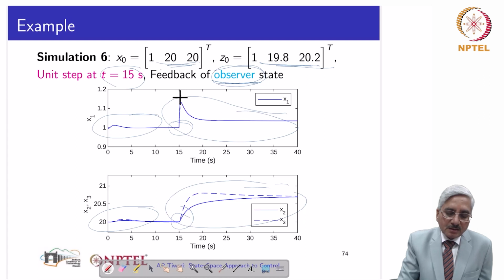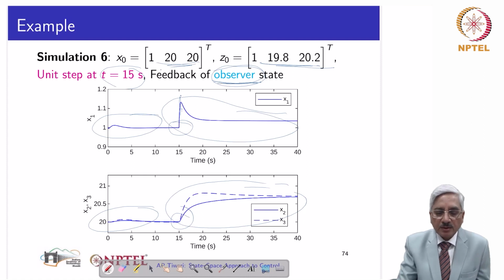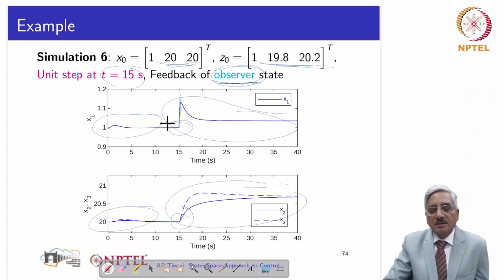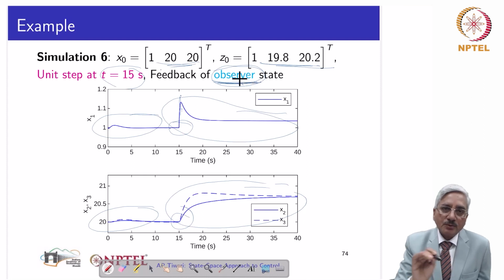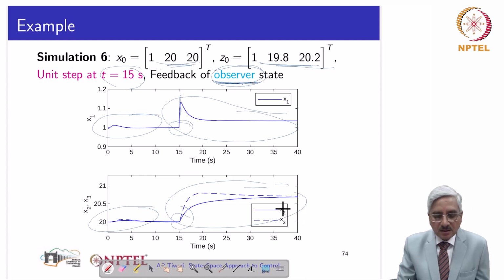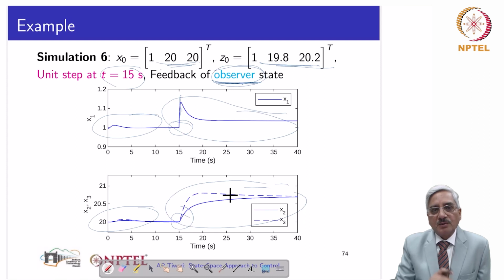To the perception of the human eye, you will hardly see any difference, and actually there is no difference whether we use observer state, because the observer state had already become asymptotic to the actual system state. So both x1, through feedback of observer state or feedback of actual system state, and x2 and x3 match. The behavior is exactly identical as shown from the simulations.